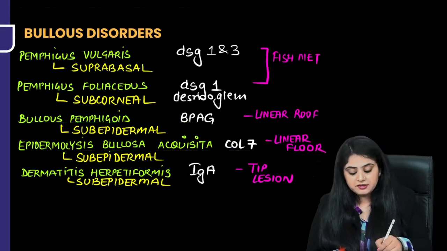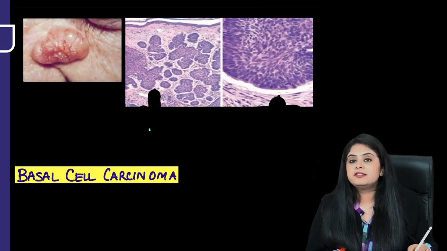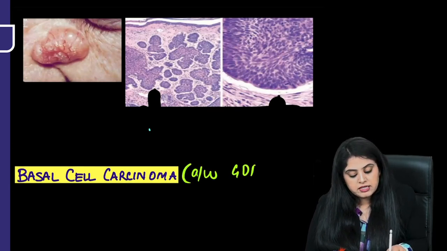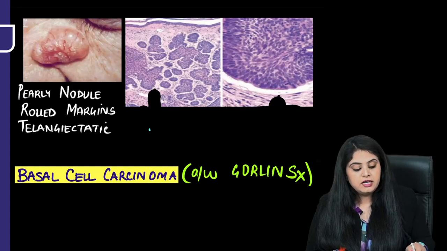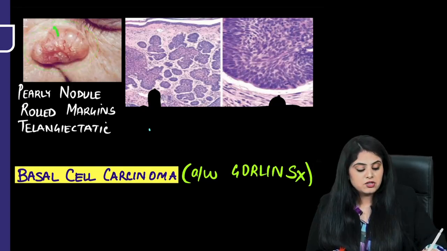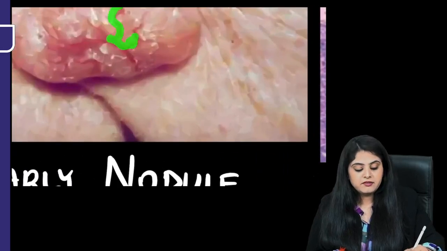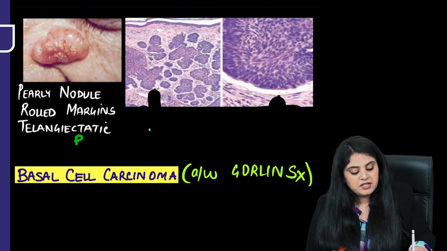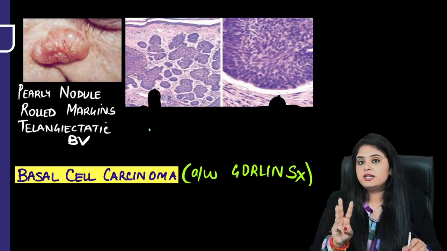The last thing in systemic as well as in skin pathology that you're left with is the famous basal cell carcinoma. I hope you remember that in dermatology you study it very commonly along with Gorlin syndrome, and that is going to show you this very famous pearly nodule. Look, its margins are all rolled. There are rolled margins, and can you look carefully that there is a blood vessel on its surface? Telangiectatic blood vessels.